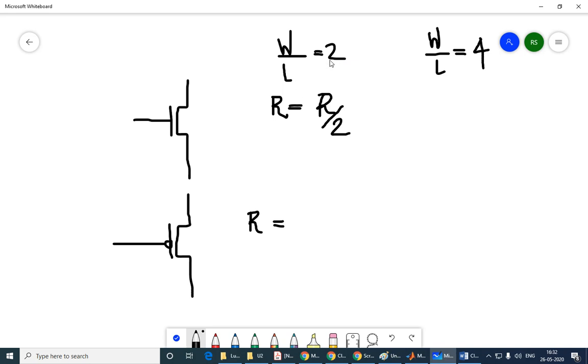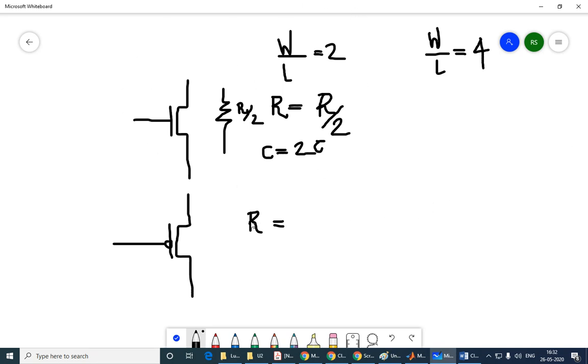If the W by L is double that of a unit transistor, the resistance associated with this NMOS transistor is going to be R by 2. And similarly, the capacitance, which is directly proportional to the W by L, is going to be 2C. This is for the NMOS transistor.